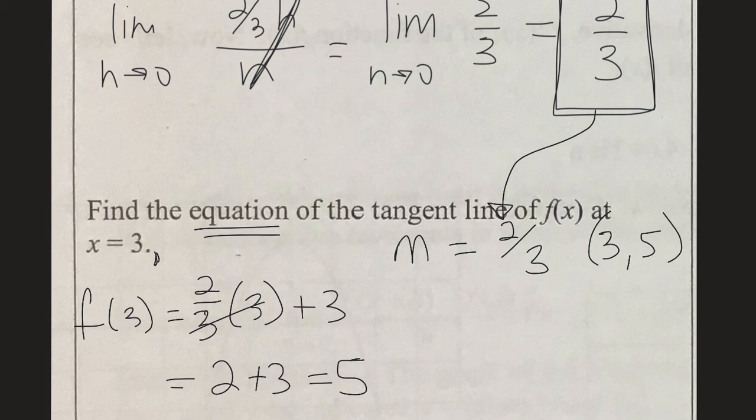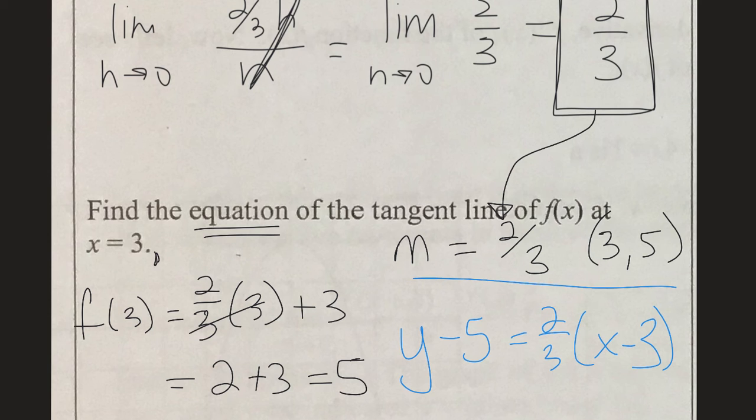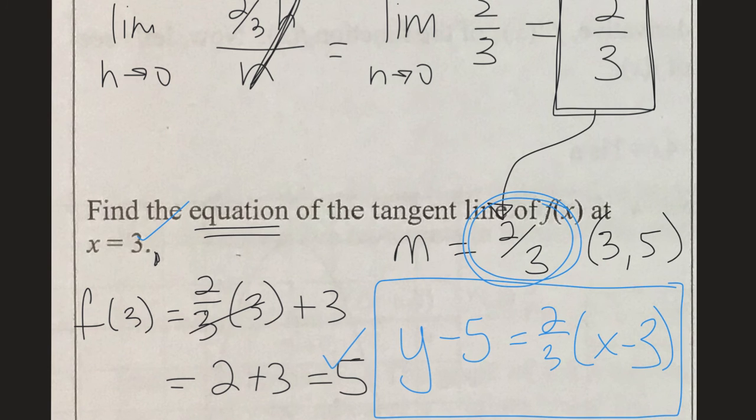So we're going to write this in point slope form, because in AP Calculus that is good enough. You do not have to simplify. So y minus 5 equals 2/3 of x minus 3. And that is our equation of our line at x equals 3, because the y value is 5 and the slope is 2/3.